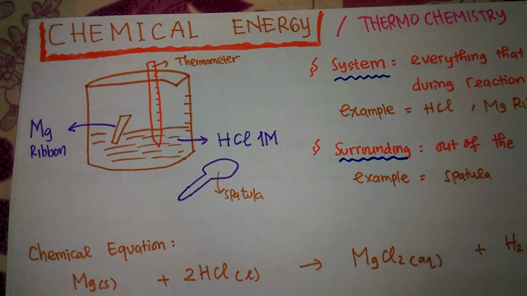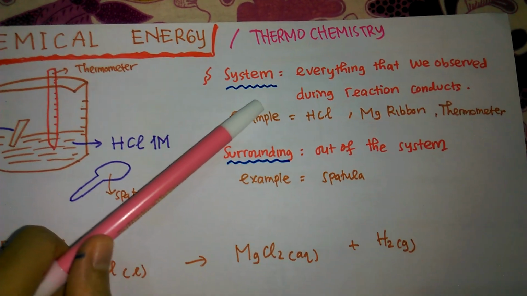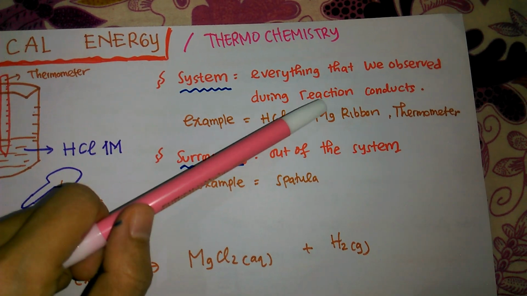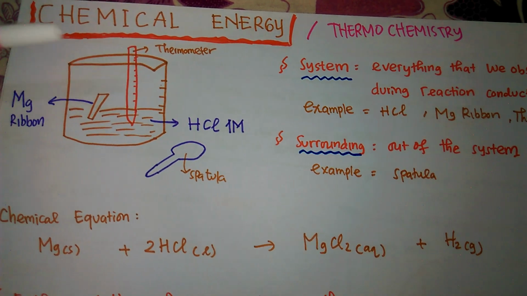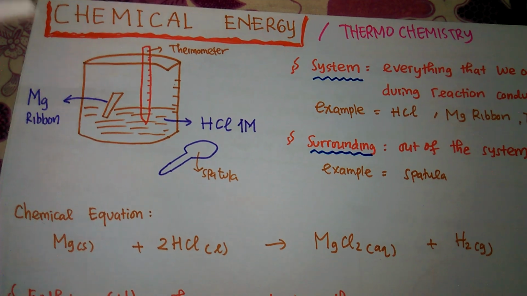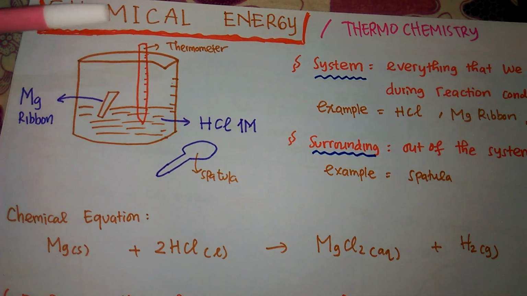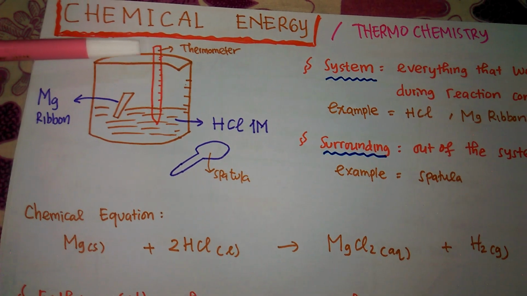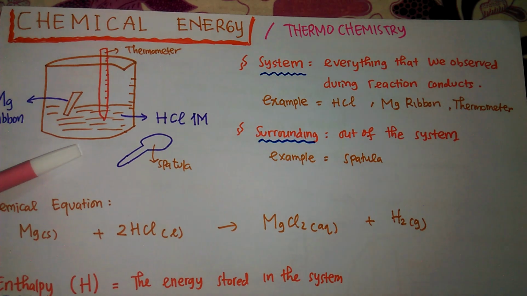Well guys, now I'm going to discuss the first term, called system. System is everything that we observe during the reaction. During the experiment, what do we observe? We have the beaker, and of course we are going to observe the reaction between the magnesium ribbon and hydrochloric acid. Is there any color change? Is there any change of temperature? Is there any gas bubble formed? And so on.